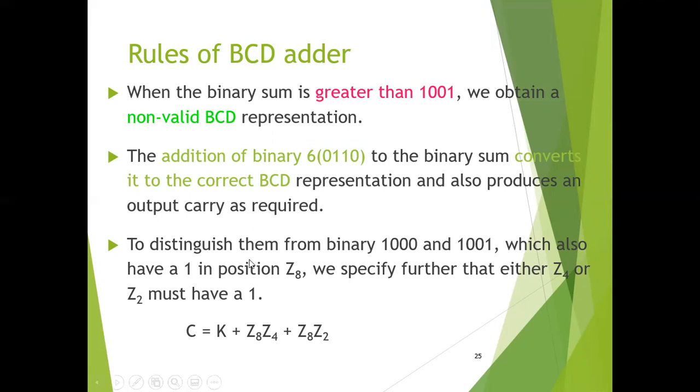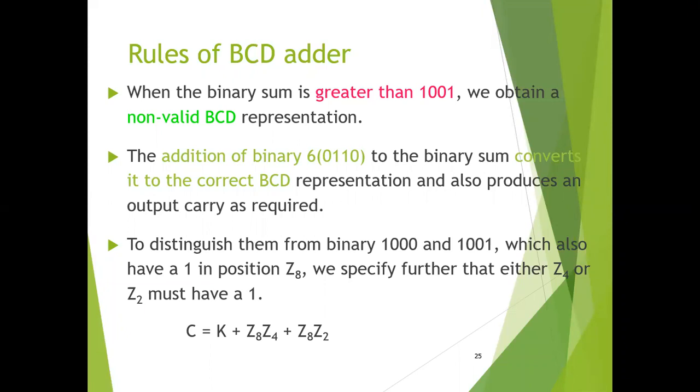And to distinguish these BCD numbers from binary 1010 and 1011, which also have a 1 in position Z8, we specify further that either Z4 or Z2 must have a 1, as Z8 is already 1.